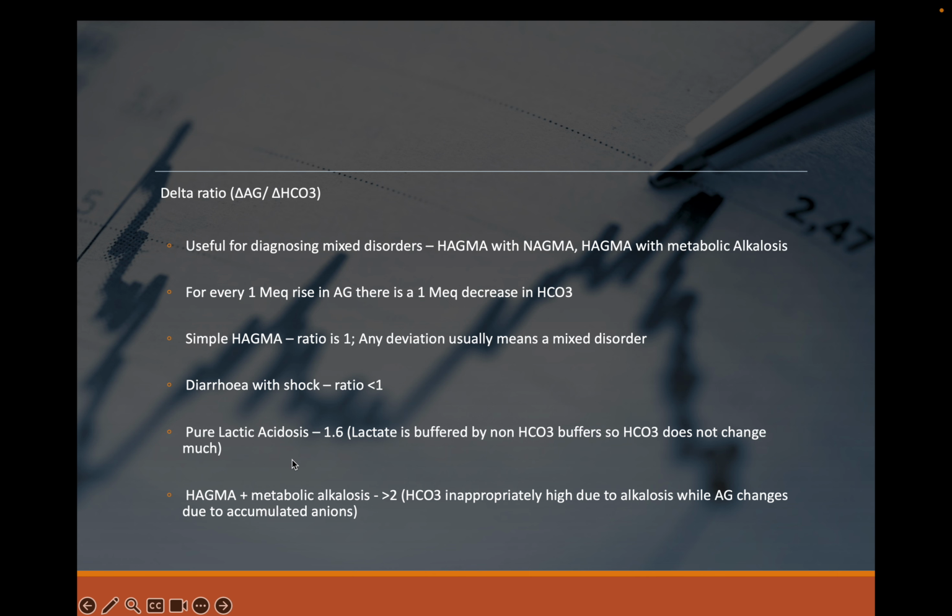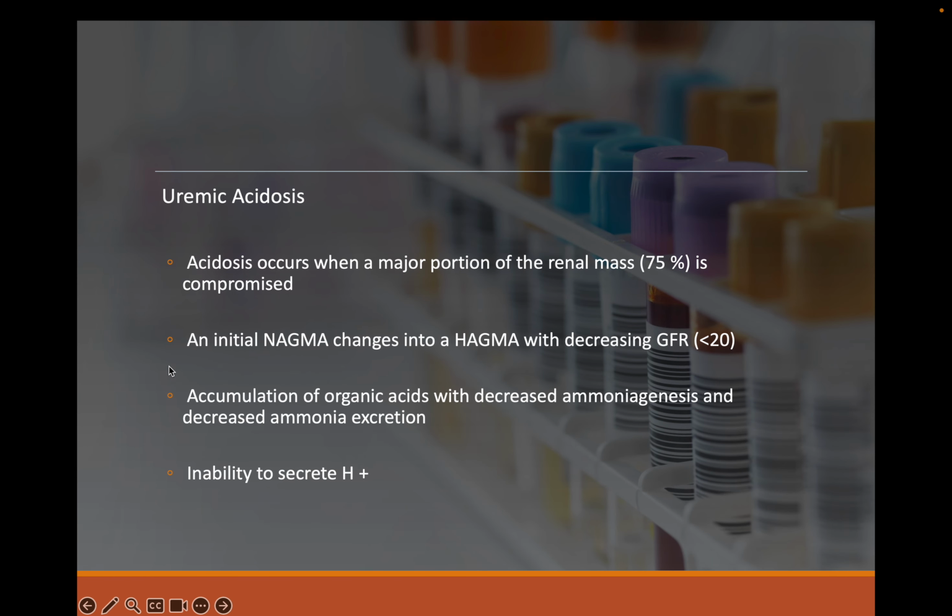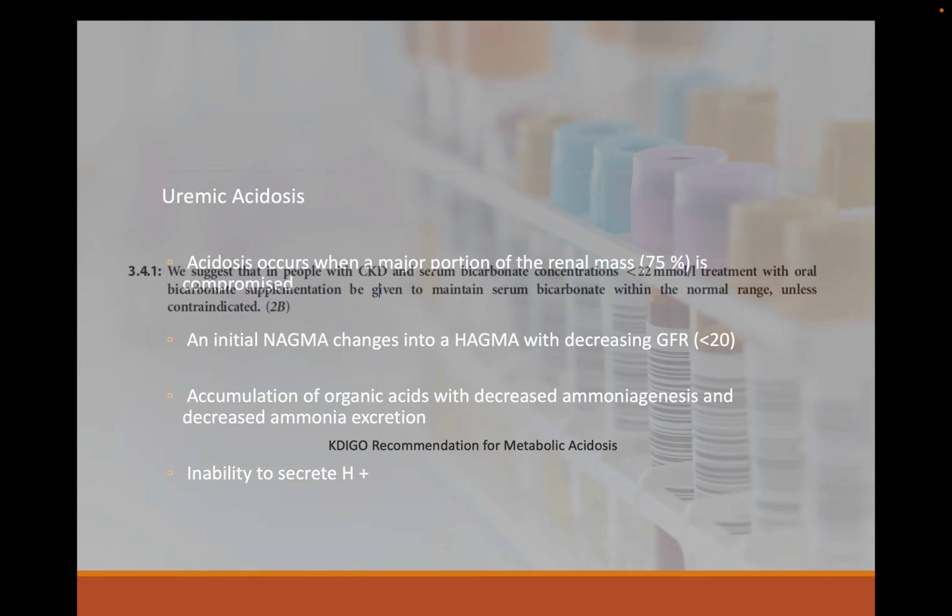In the case of pure lactic acidosis, some amount of lactate is generally not buffered, so the ratio is something around 1 to 2. It is also HAGMA. Diarrhea is one example where it is NAGMA and the ratio is less than 1. In uremic acidosis, NAGMA is seen initially and generally converts into HAGMA in the later stages because of the impaired ability to excrete H+. So I already mentioned the pathophysiology behind the HAGMA is impaired H+ excretion, or any acid excretion per se.